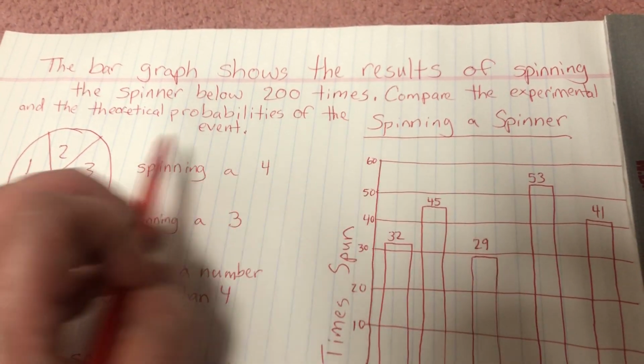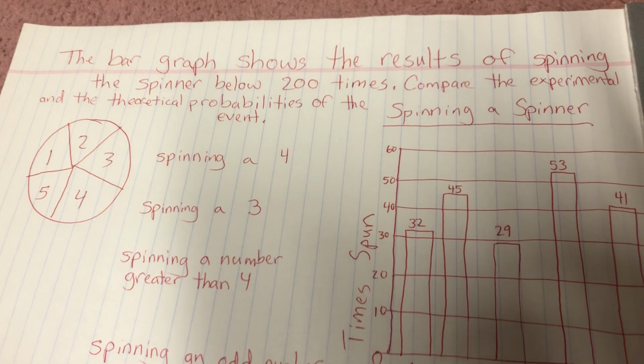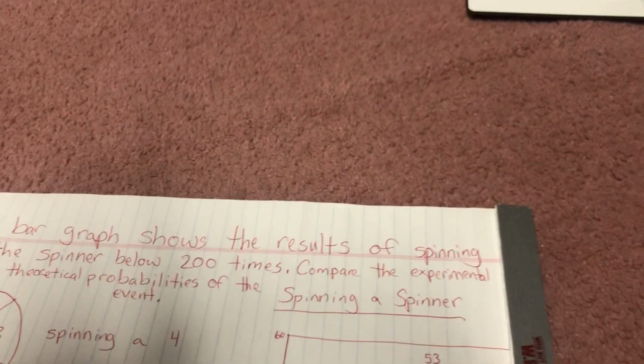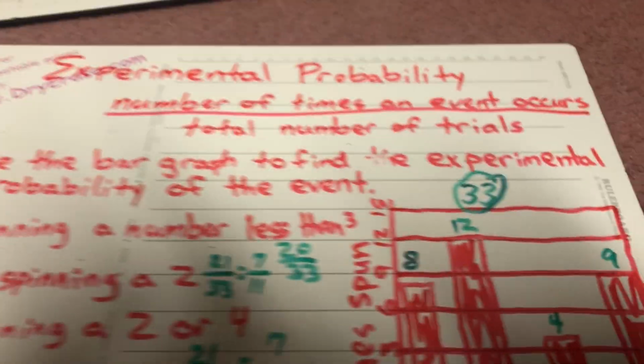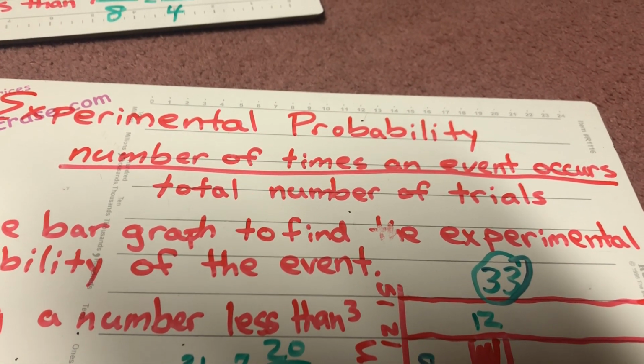So we have to compare the experimental and the theoretical probabilities. So we're going to go back to our definitions we want to remember. Experimental probability, the number of times an event occurs over the total number of trials.